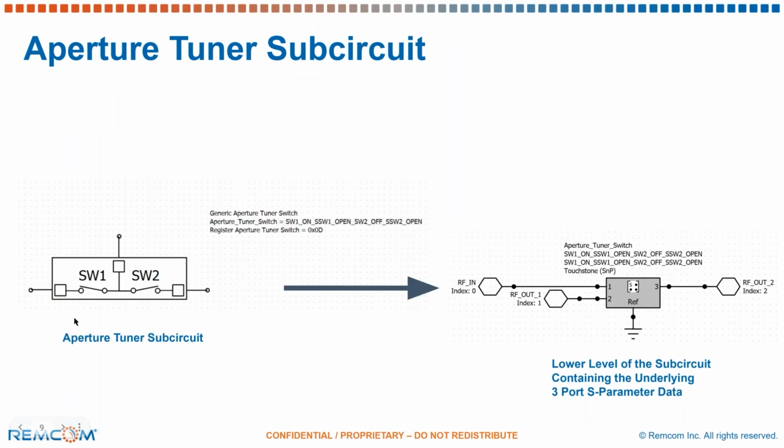We have the same layout here for our aperture tuner. So here, this is 2 switches which have a common RF input, and on the right we have the lower level of the subcircuit containing the underlying 3-port S parameter data.